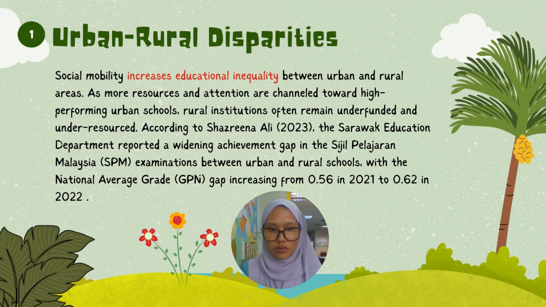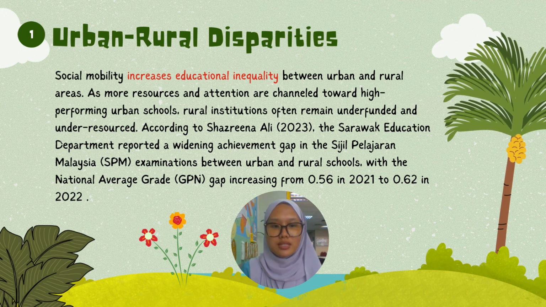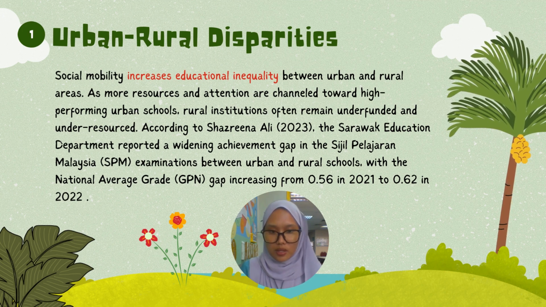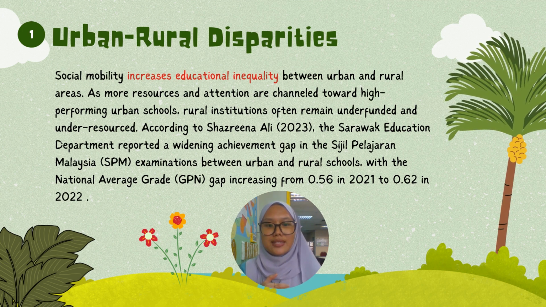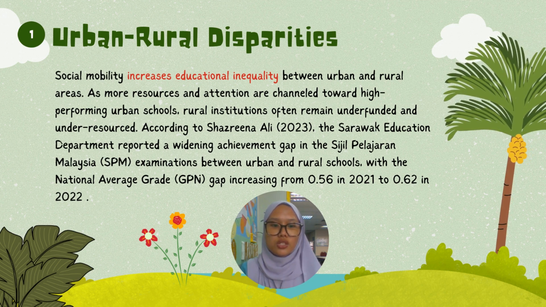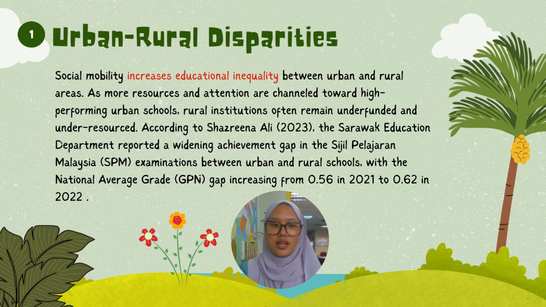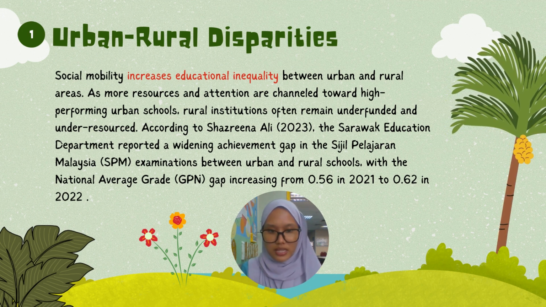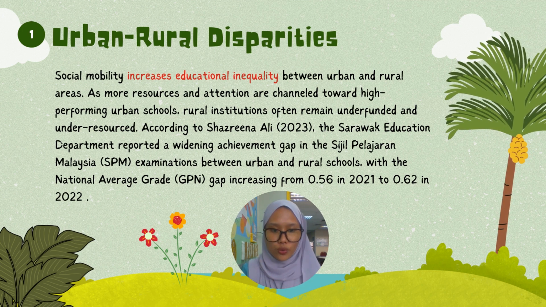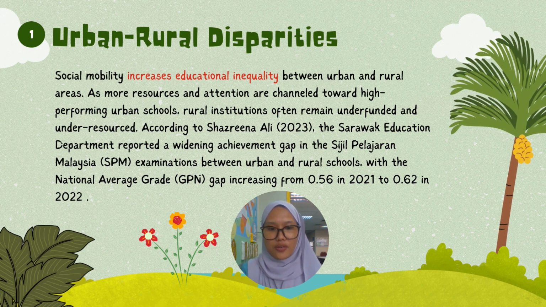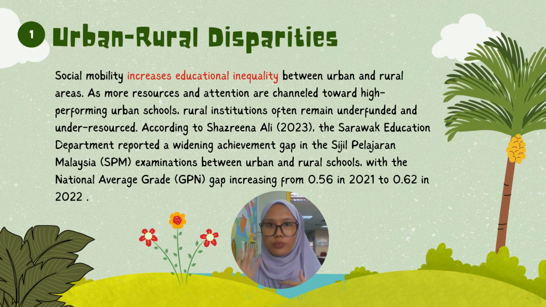To truly promote equitable social mobility, policies must go beyond surface level equality and aim for equity, providing more support where the need is greatest. This includes targeted investment in rural education, teacher incentives, digital access, and culturally relevant curricula. Without these efforts, the achievement gap itself will continue to grow and education will remain a source of inequality rather than a bridge to opportunity.